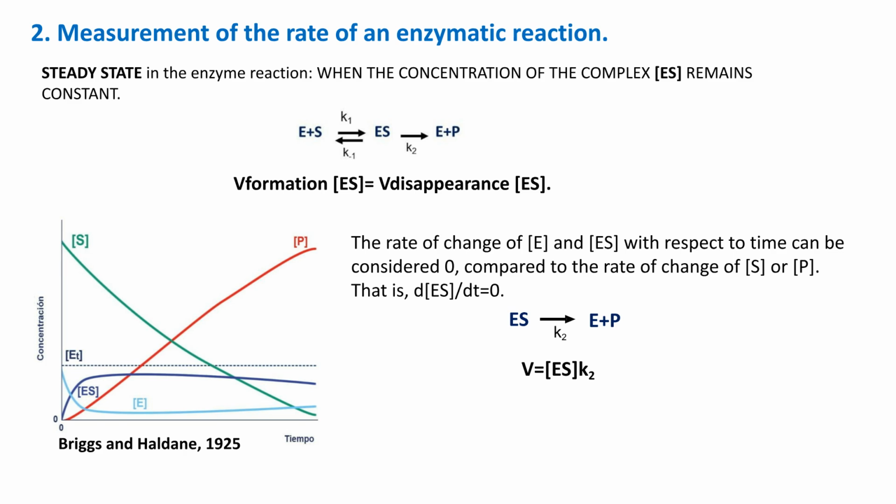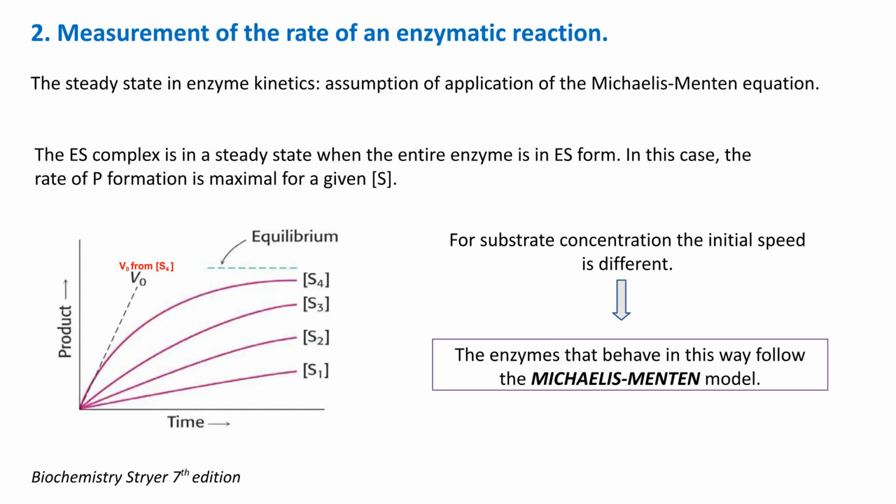The steady state is reached when the concentration of the enzyme-substrate complex, ES, remains constant. At this point, the rate of ES formation equals its rate of disappearance, allowing us to simplify the rate equation. The steady state is the assumption for applying the Michaelis-Menten equation. Enzymes that follow this pattern exhibit a hyperbolic relationship between initial velocity and substrate concentration. V0 is maximal when the enzyme is saturated.